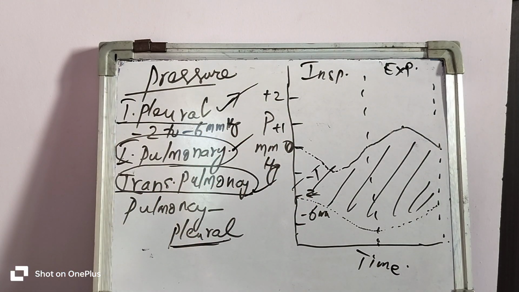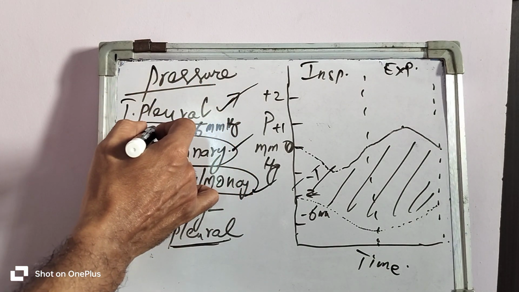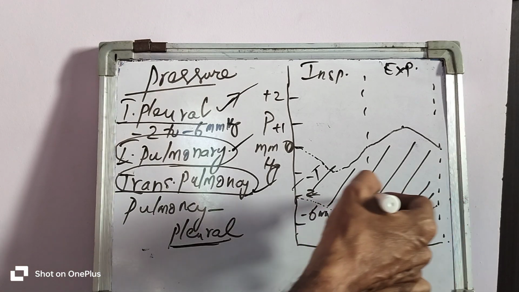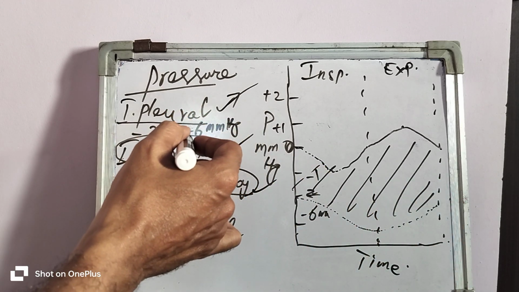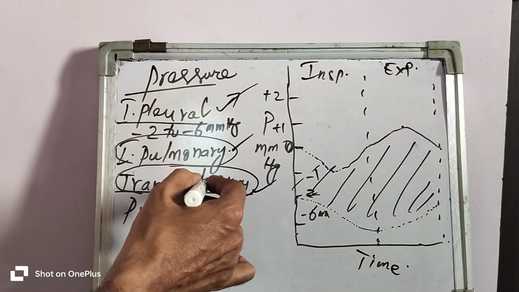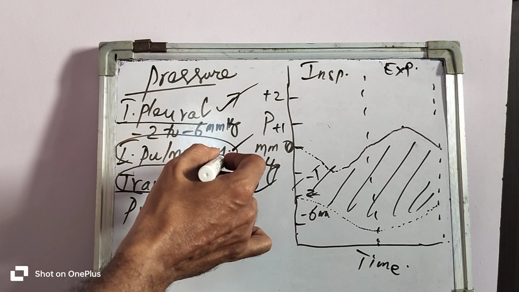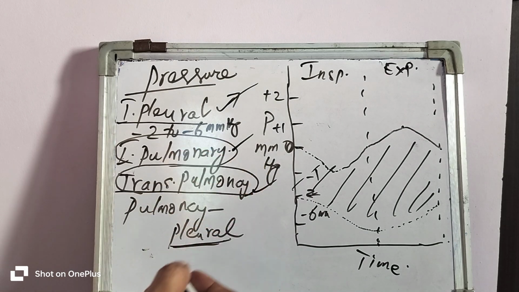So this makes the inspiration occur, and the reverse takes place in expiration. In expiration, the negativity of the intrapleural pressure starts reducing. It goes to minus 2 millimeter, and this makes the transpulmonary pressure decrease, and this causes the intrapulmonary pressure to become positive and air will be pushed out of the lung.